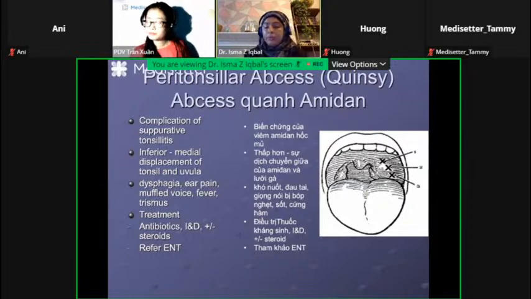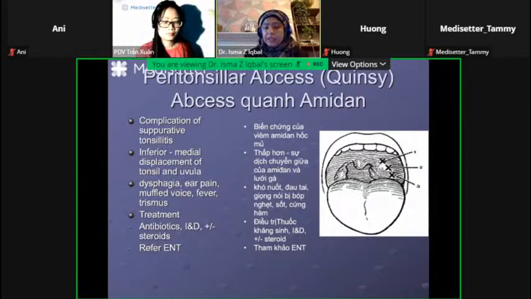Treatment would be intravenous antibiotics.